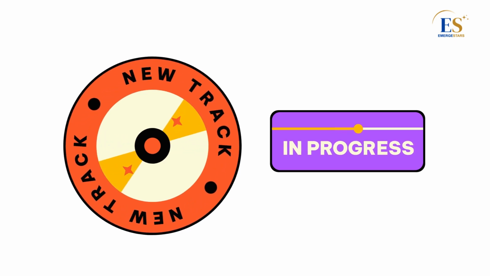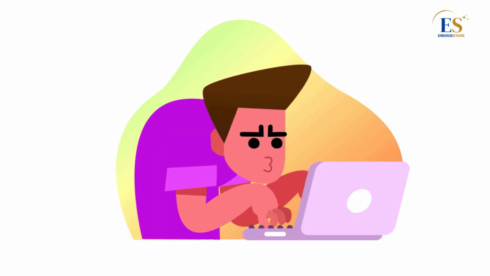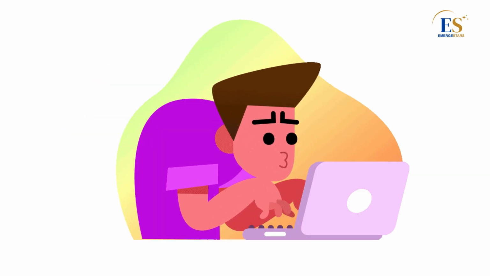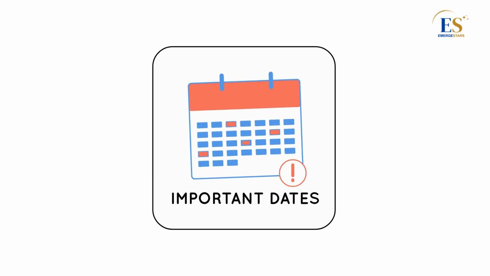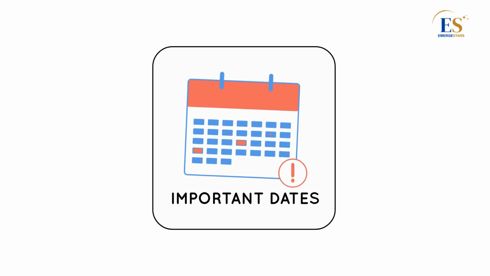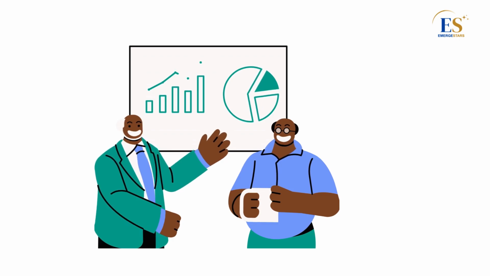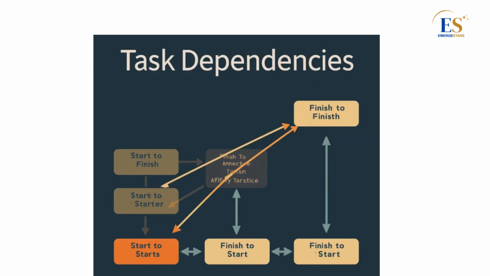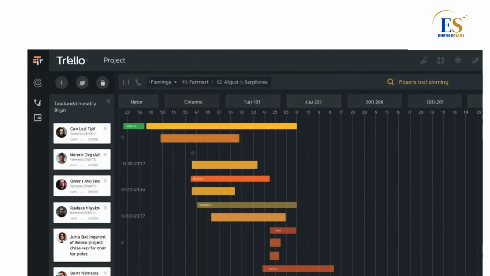So, it helps us track progress and deadlines visually? Exactly. You can easily see which tasks overlap, which are running late, and what's coming next. It's like a project calendar that keeps everyone on the same page. Gantt charts are especially useful for showing start and end dates, task dependencies, and milestones. Most project management software, like MS Project or Trello, use Gantt-style views to visualize progress.